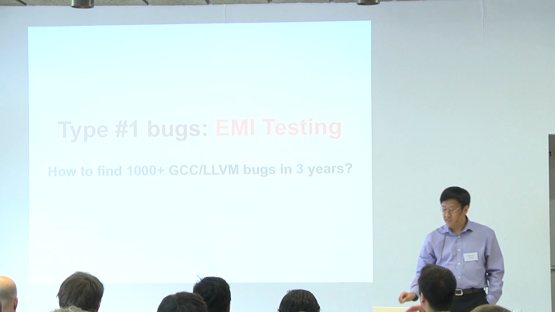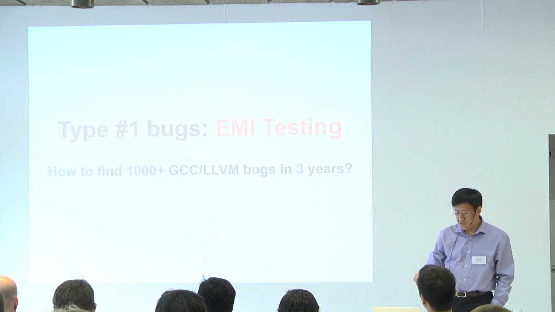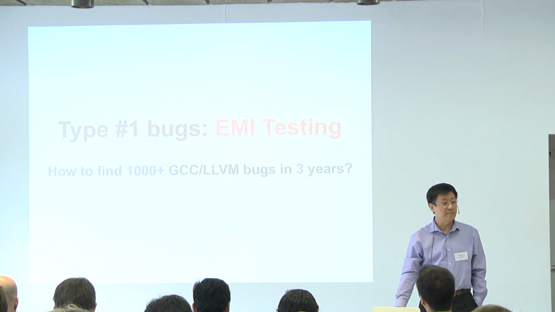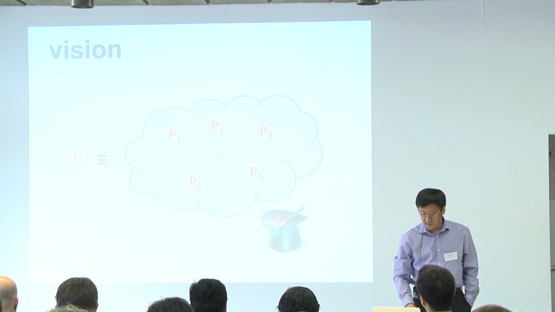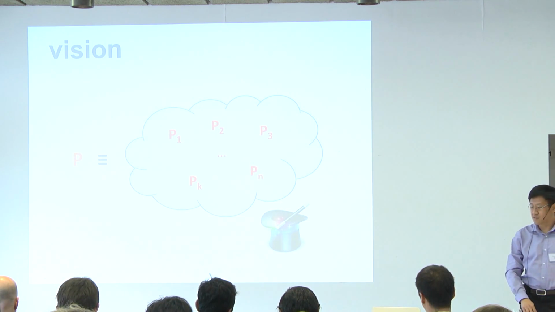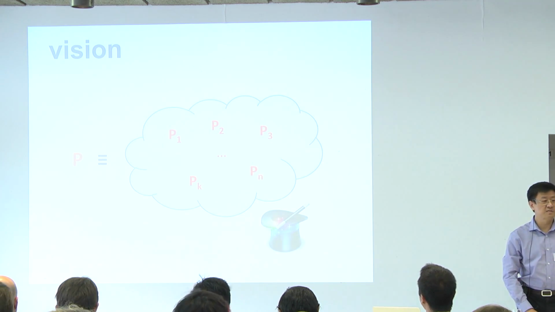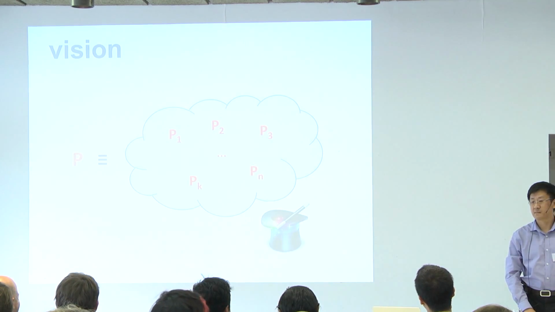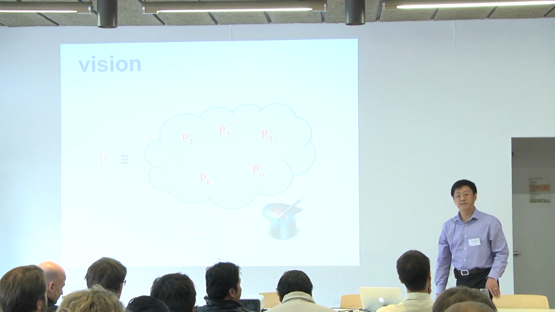Now, our focus with the EMI testing technique has been on finding real compiler bugs, the type 1s. Before I describe how to do that, let's think about how complex GCC or LLVM is. You know, right? It's really, really complex.